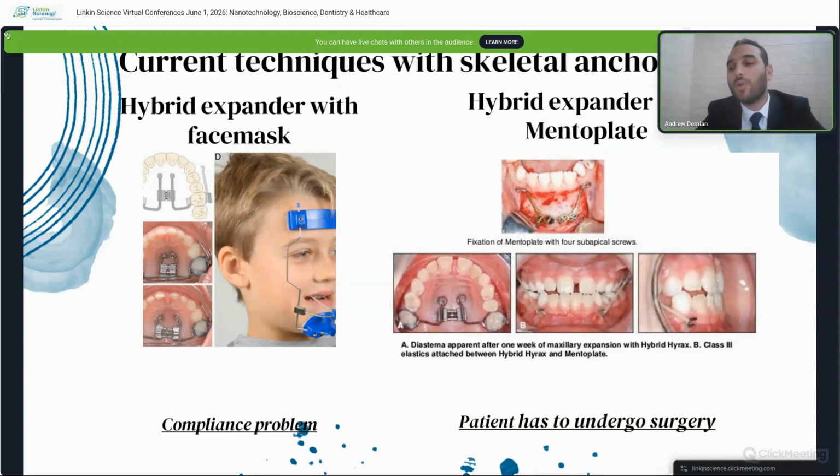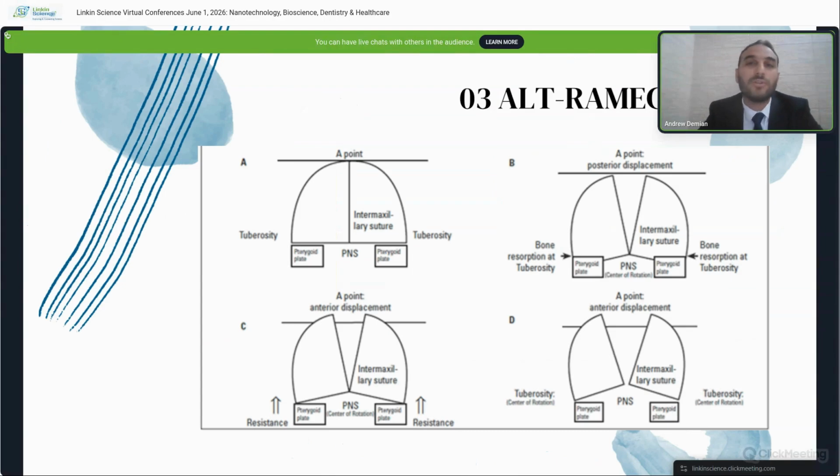So what we did in order to help ease the intraoral technique, we use a technique called an ALT-RAMEC. The ALT-RAMEC technique was first proposed for cleft patients particularly, because most cleft patients have the same problem, having maxillary deficiency, particularly if the cleft extends through the palate. And the patient has undergone a very early surgery, so that's why we have a collapse of the maxilla. So this technique was used.